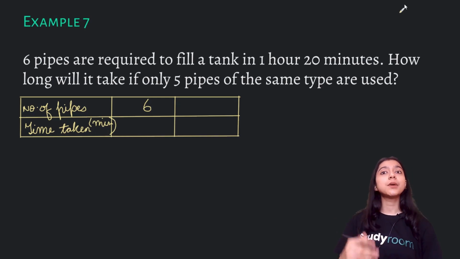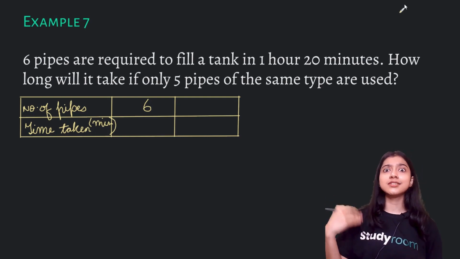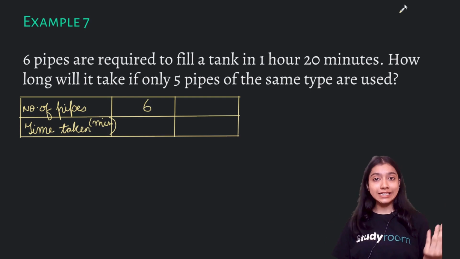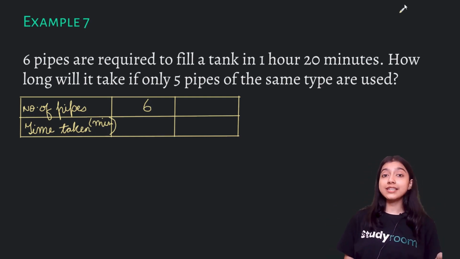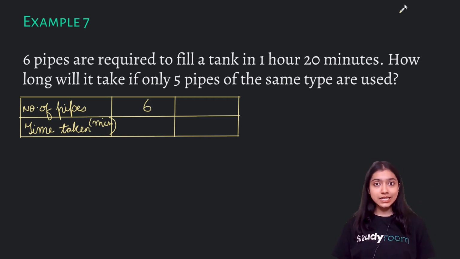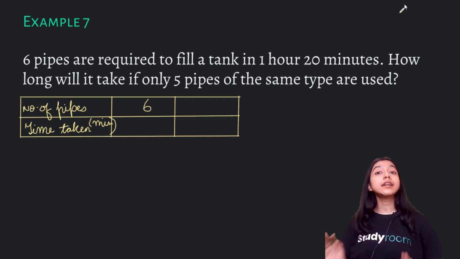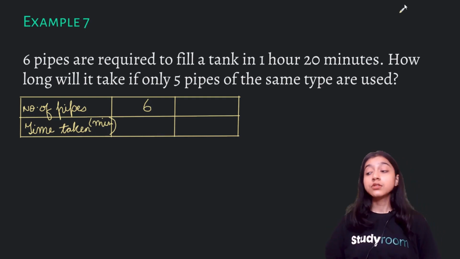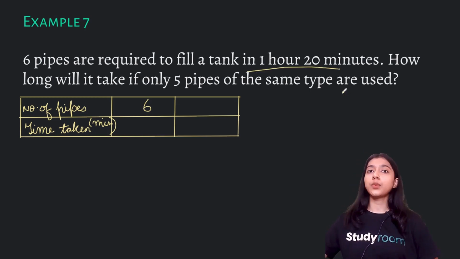It will of course take more time because the number of pipes is getting reduced, so the time will increase. What is this? This is inverse proportion: if one variable is increasing, then the other variable will decrease. Or here, the number of pipes is decreasing, then the time taken will increase. So we have to actually calculate the time taken when 5 pipes are there to fill the tank. Just remember that the time will always come more than 1 hour 20 minutes.